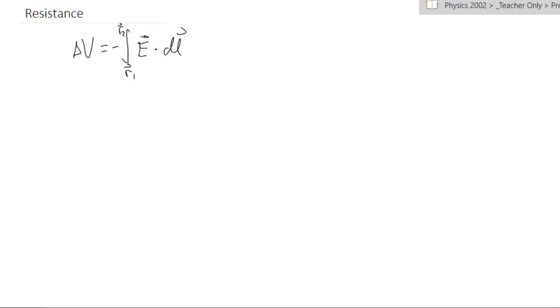The first one is what's called the microscopic form of Ohm's law. So this is going to be E is equal to rho J. So this is the microscopic Ohm's law, where J is the current density vector and rho is the resistivity.